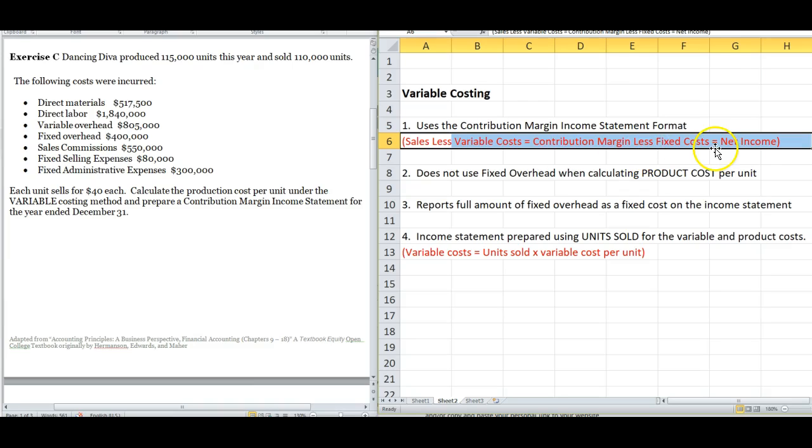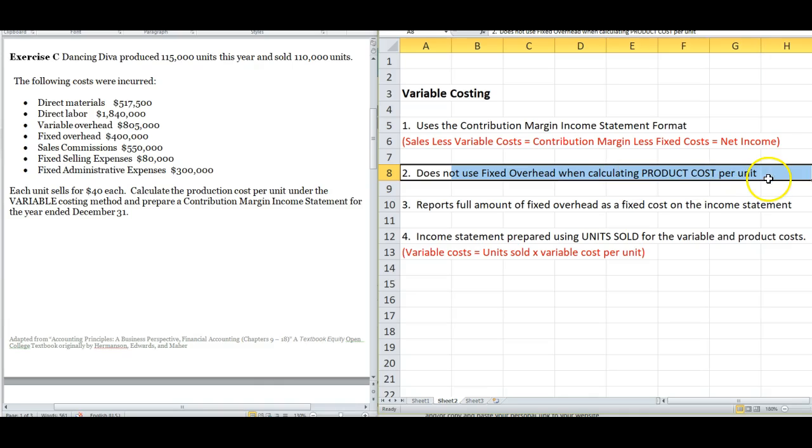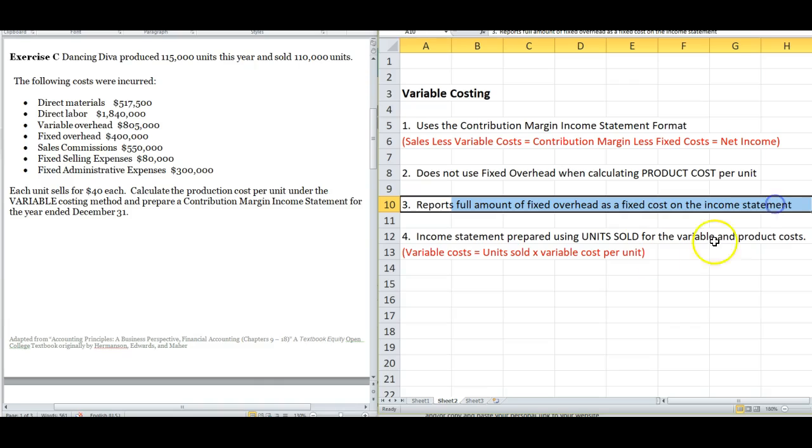Contribution margin minus fixed costs equals net income. So we're trying to separate our fixed and variable costs. When we do that, we need to know that it does not include fixed overhead when calculating product cost. Fixed overhead is considered a fixed cost, not a variable cost, so it is not included when calculating product cost. It is, however, reported on the income statement as a fixed cost. So the full amount of fixed overhead will be used on the income statement under variable costing.